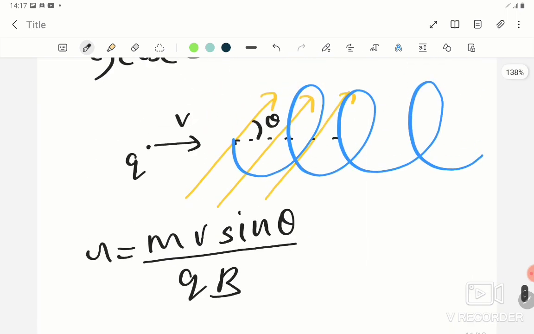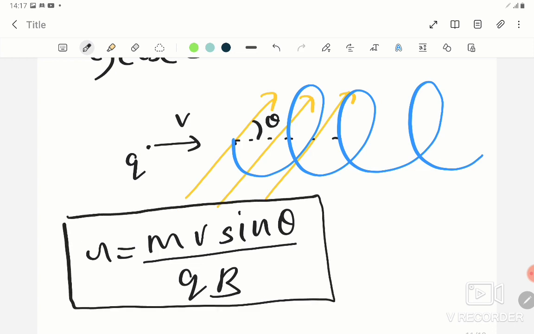Guys, we saw in case 2 that the radius of circular motion is given by mv upon qB. So here, the v needs to be replaced by v sin theta, which is the component of velocity perpendicular to the magnetic field. Guys, once we find the radius of the helix, we also need to find the pitch of the helix.